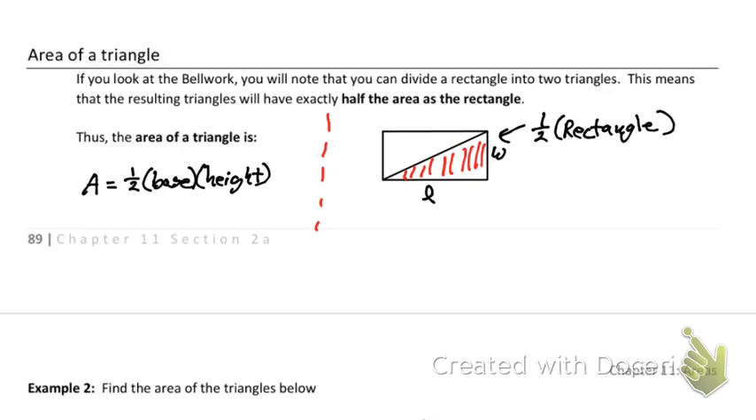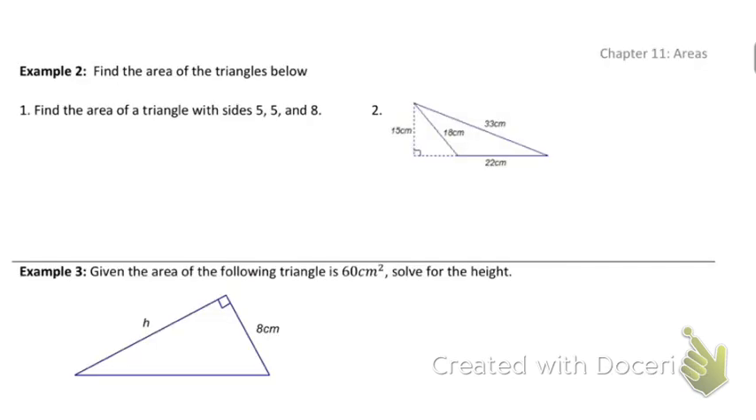All right, but that's area of a triangle. We've seen that a lot, so I'm not going to dwell on it too long. I picked this one in particular because if you remember when we talked about altitudes, your height does not always go through the center of your triangle. In this one it will, in this one it won't. So let's do this one first. It says find the area of a triangle with sides 5, 5, and 8.